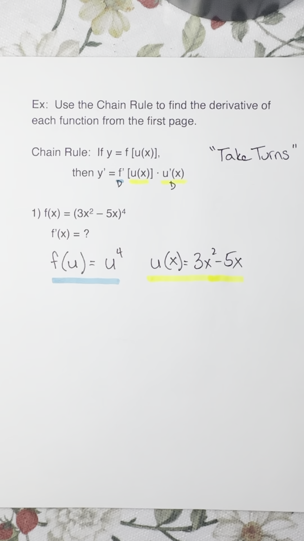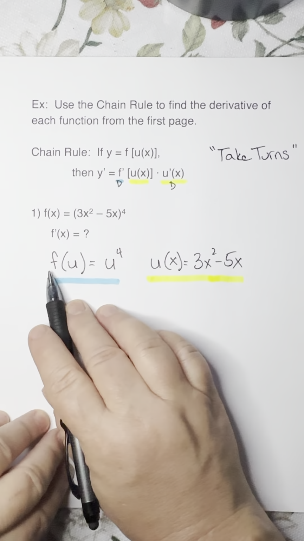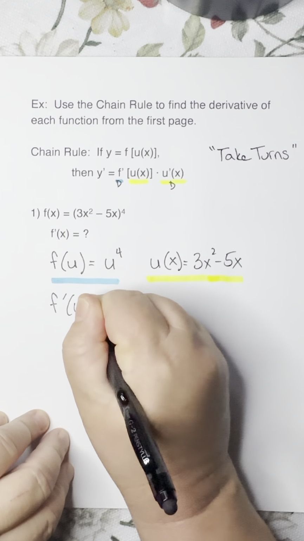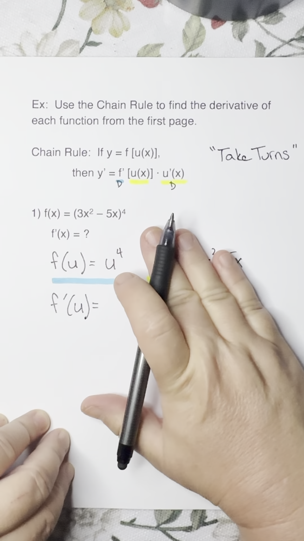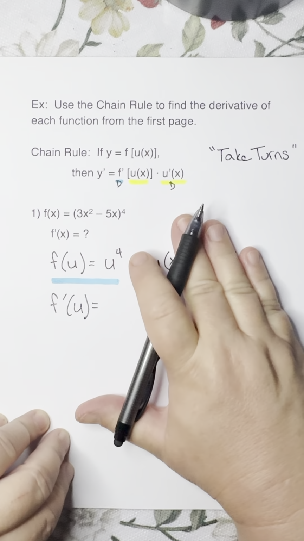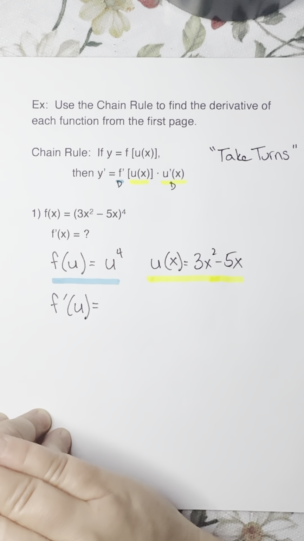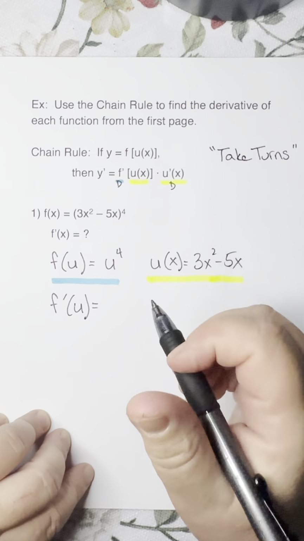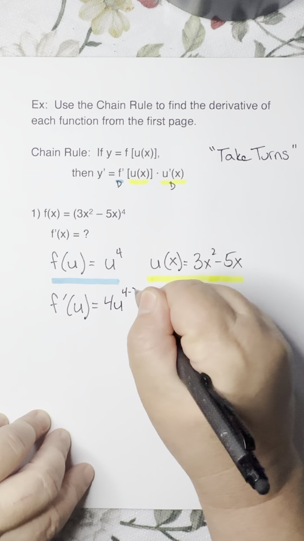Okay, so first thing I'm going to do is say, what is the derivative of just f prime of u? So in terms of u, forget that x exists. There is no x. There is only u. Okay, so this is just going to be the power rule. 4 comes down, u stays there, and I subtract 1.